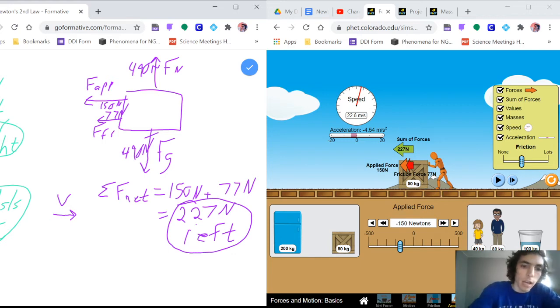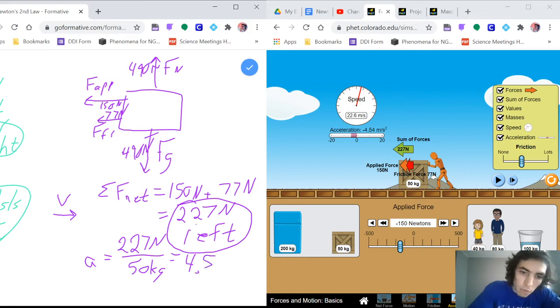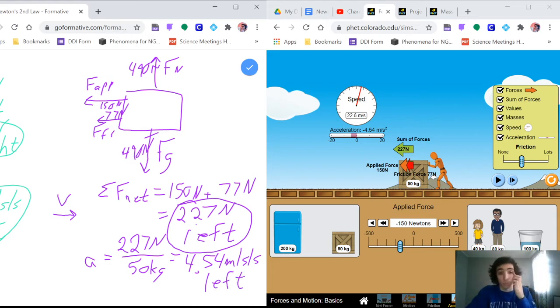If we want to figure out how it's accelerating, we use Newton's second law now. Acceleration is equal to our net force divided by the mass, still 50 kilograms. And if we plug that in, we would get 4.54 meters per second squared. Again, for the direction of acceleration, it's in the same direction as net force, so since our net force is left, our acceleration must also be left.